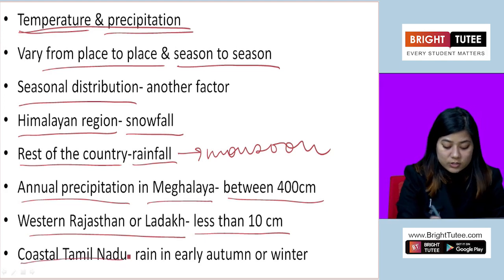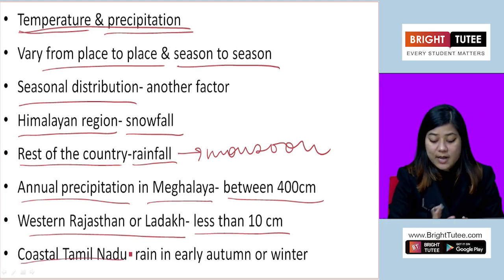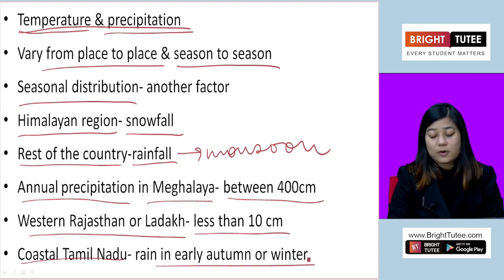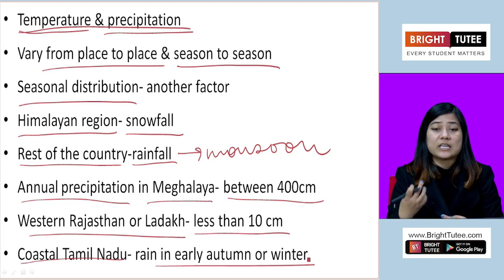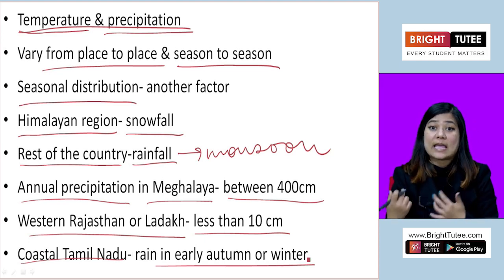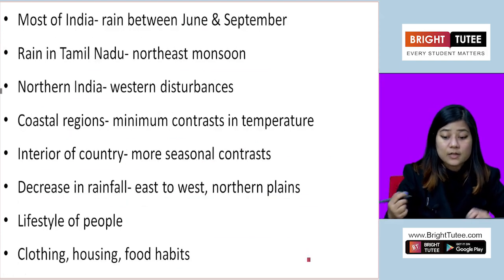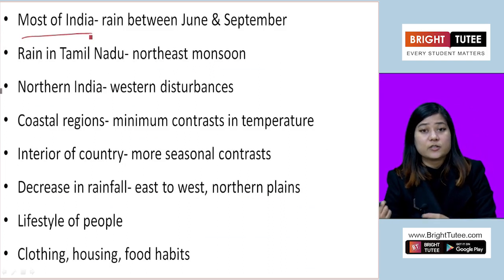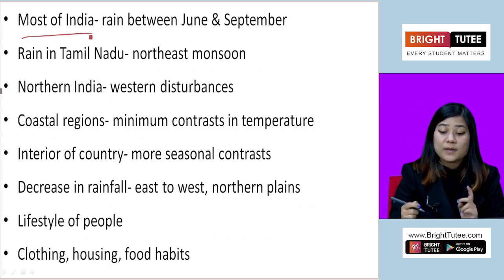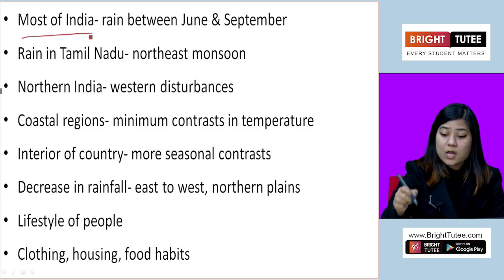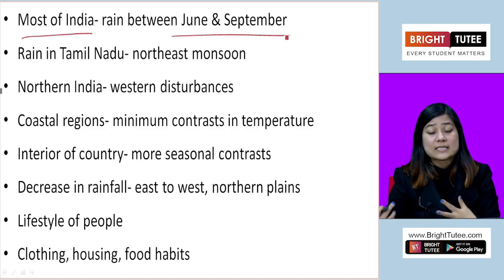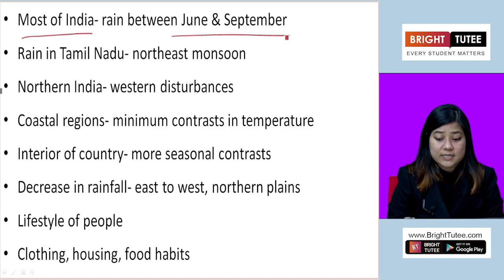Now similarly, the coastal Tamil Nadu area in the southern part of India receives rain only in early autumn or winter, towards the end of the year. But most of India does not receive rainfall towards the end of the year, in autumn or early winter, but receives rainfall during summer between June and September. So you can see the difference again, depending on where the region is located, right?